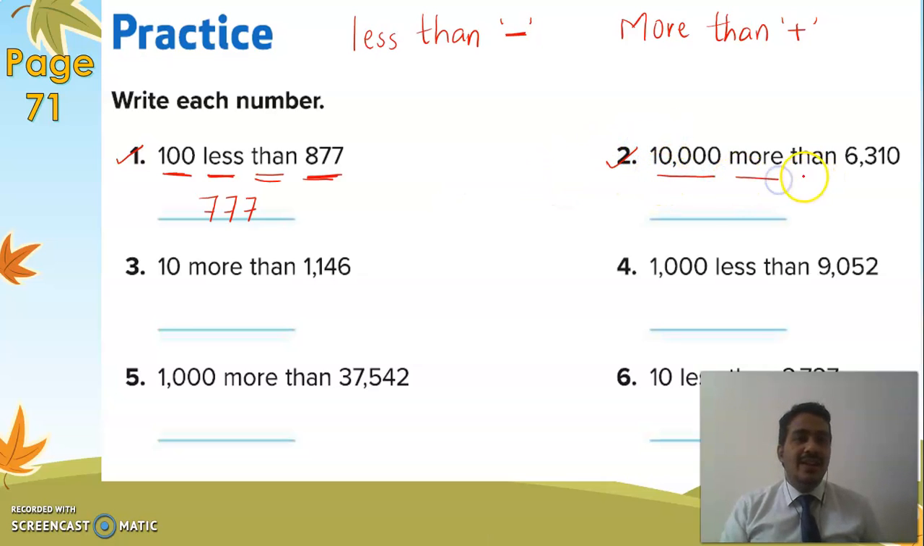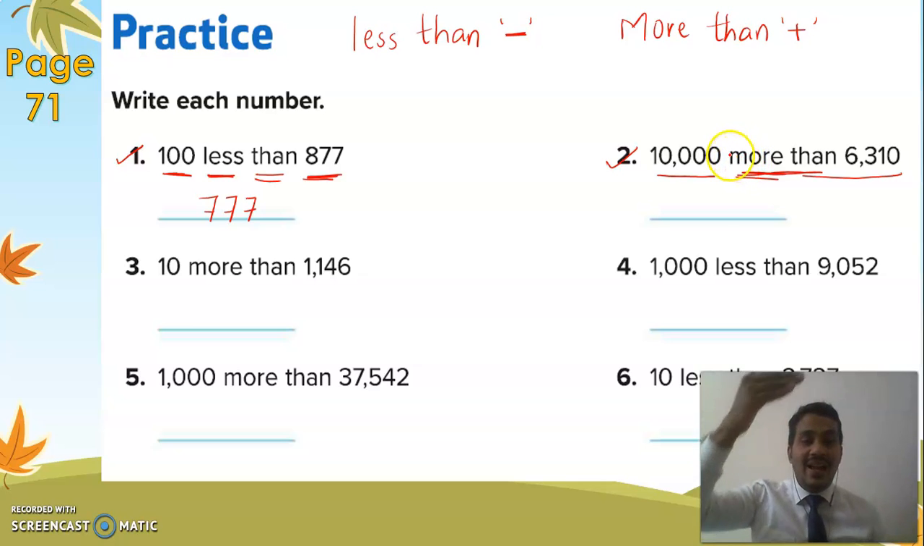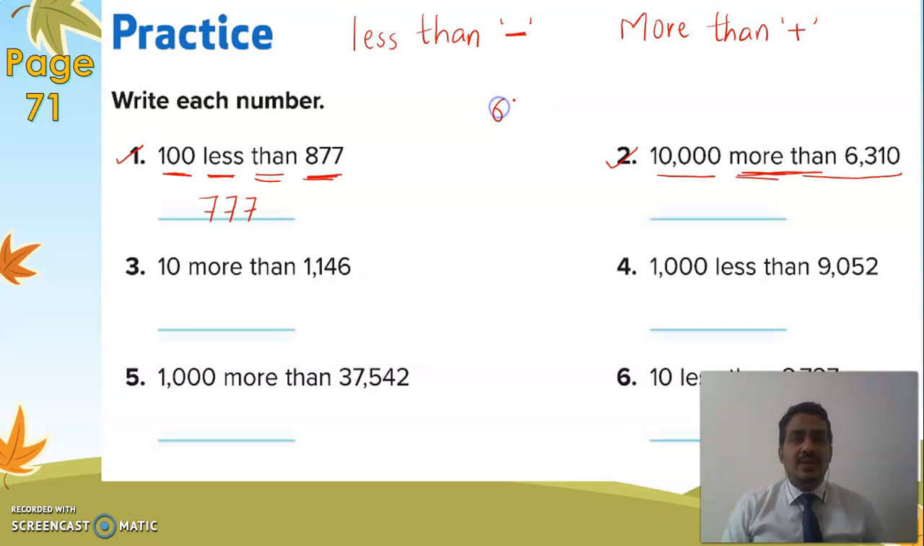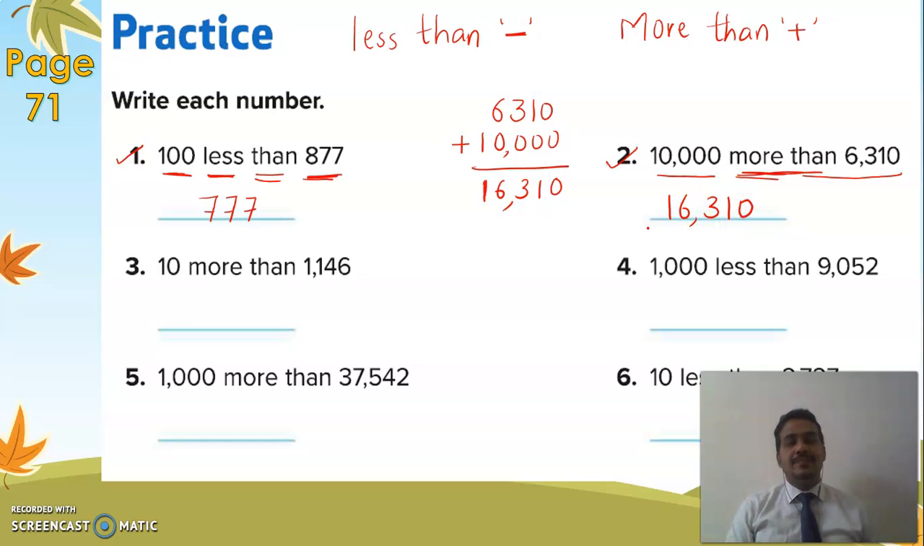10,000 more than 6,310. What do you mean by more than? More than means increase, plus. You have to add. So I simply take 6,310 and I add to this 10,000. How much do I get? So 0, 1, 3, 6 and a 1. So this makes this 16,310. Understood? More than means plus. You have to add both the numbers.